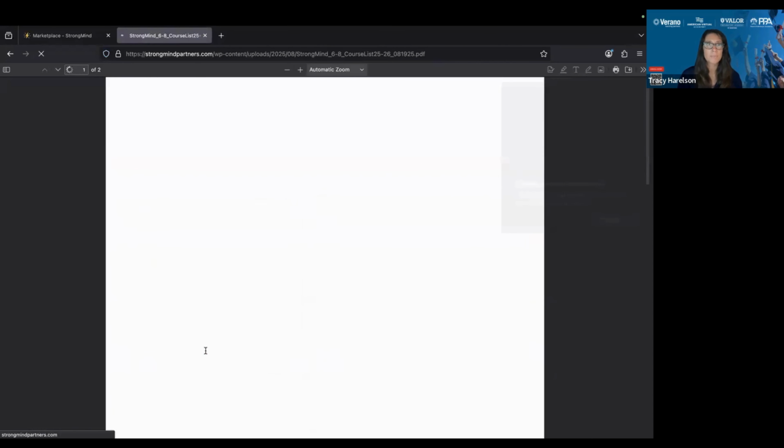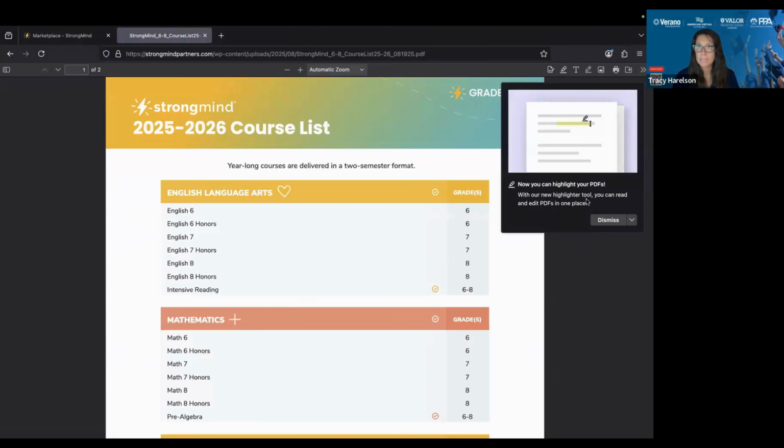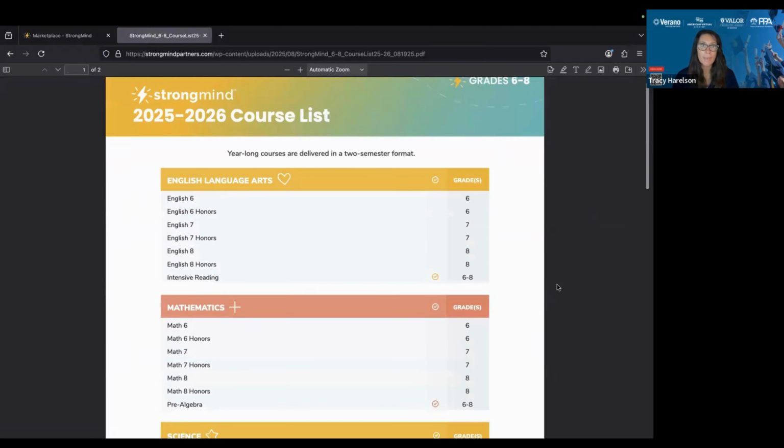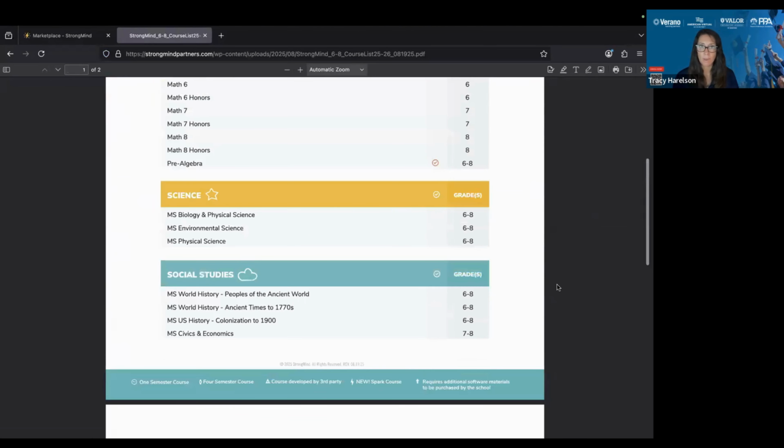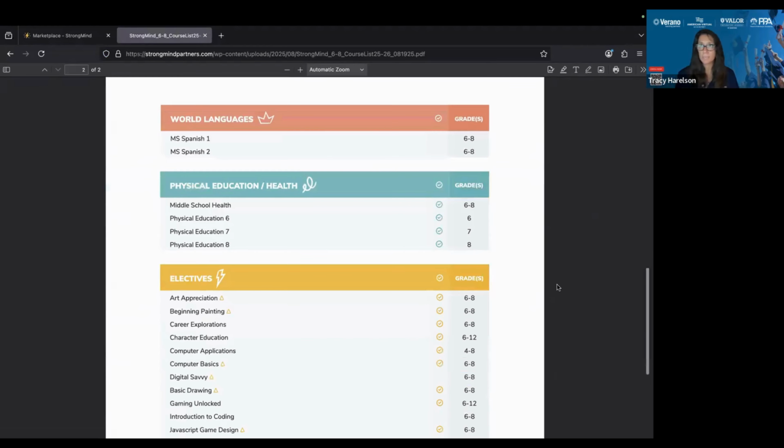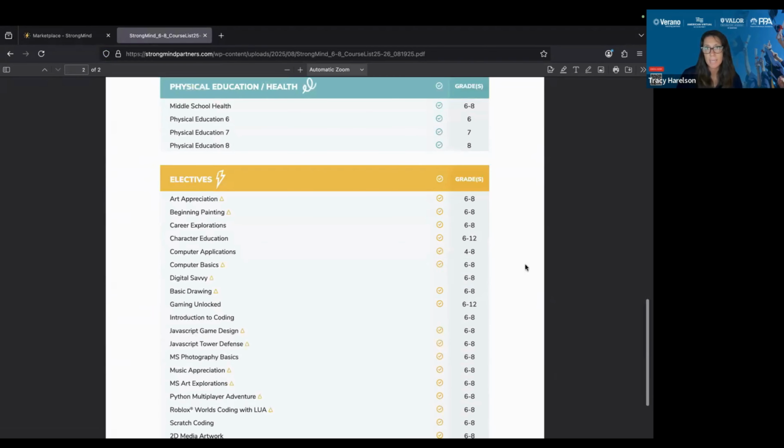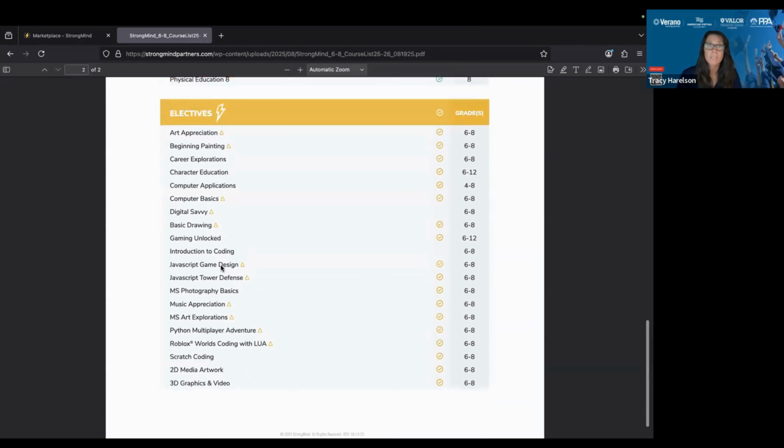So you can look at the full course list and see truly everything that we offer by subject area, by content area. And you can even see if it is a Strong Mind course or if it's one of our third-party providers with Accelerate. So you really get a good foundation of what options you have.